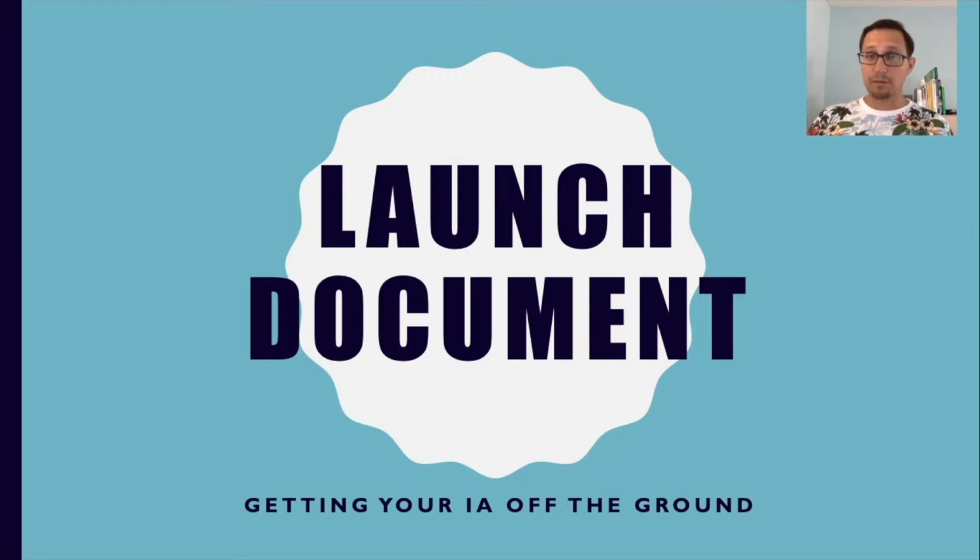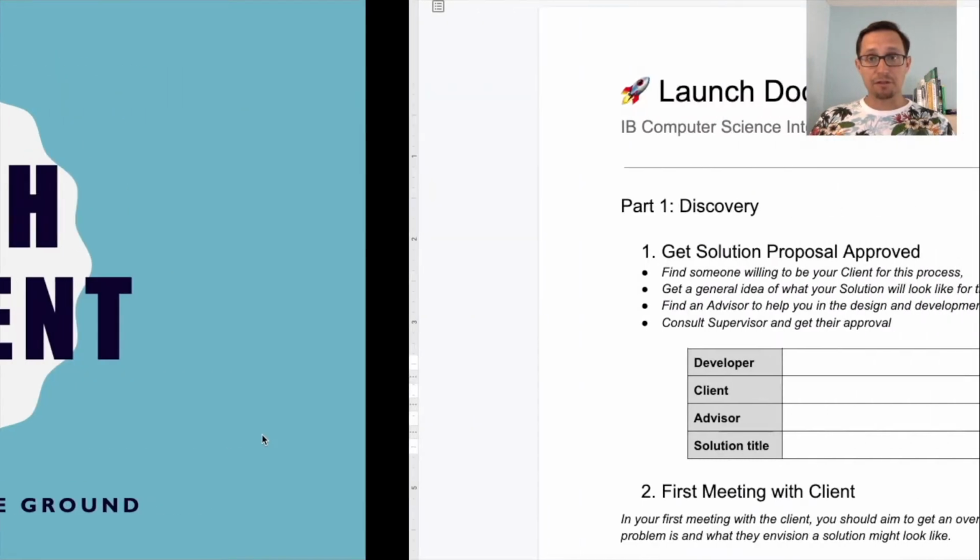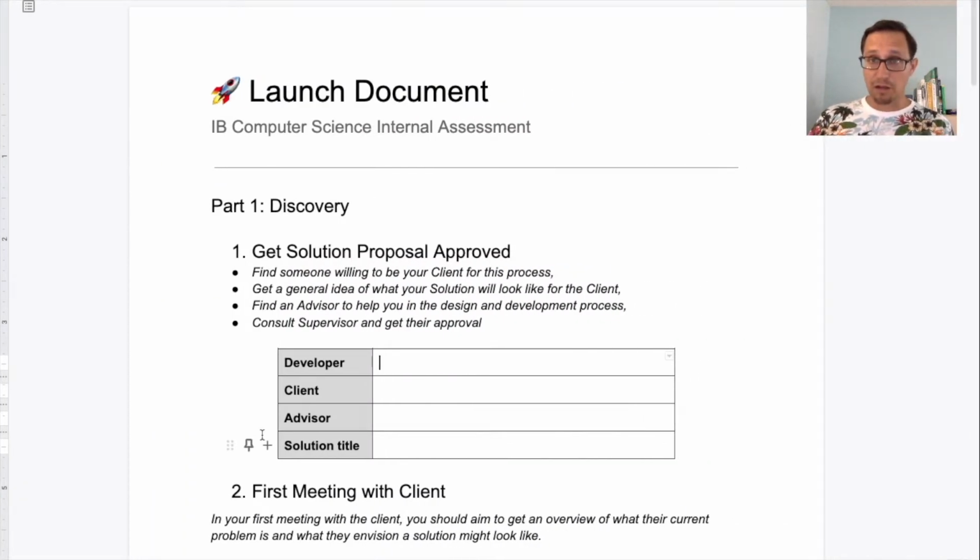In the last video, I gave an overview of the whole IA process. Now we're going to jump into actually getting it off the ground. And the place we start with that is what I call the launch document. Let me first start by showing you the actual launch document.